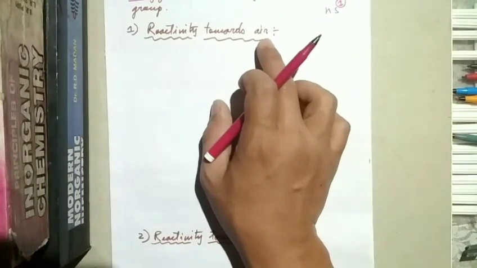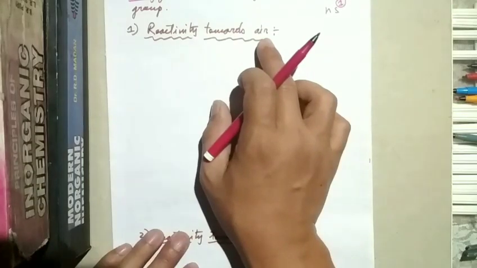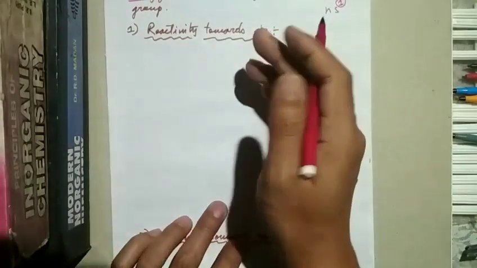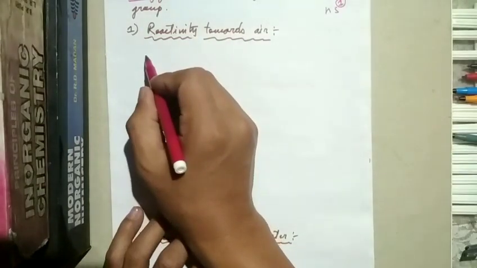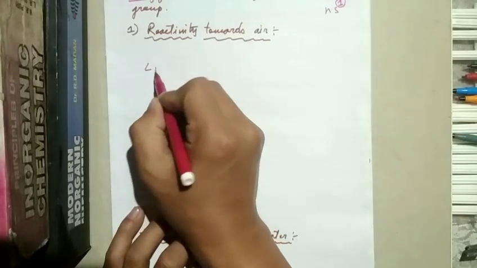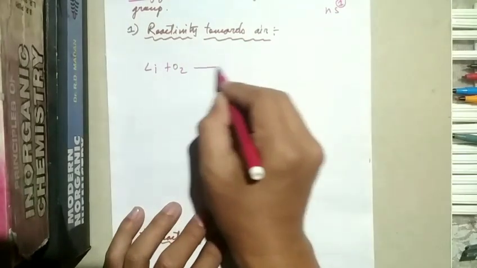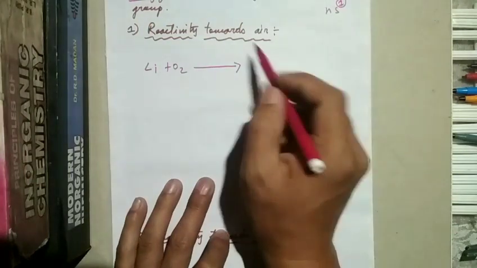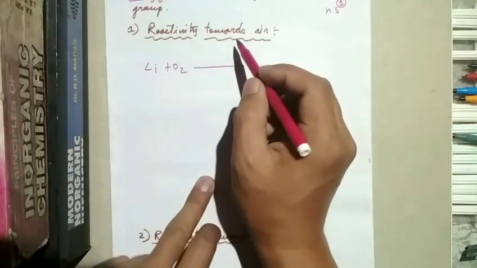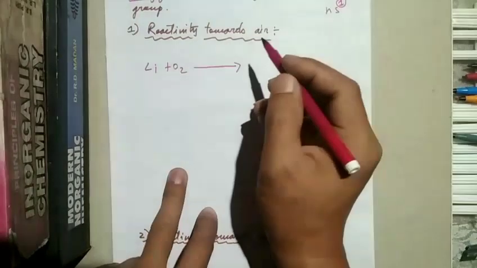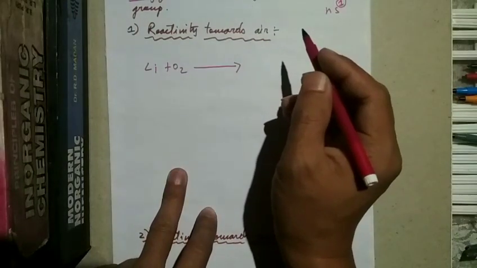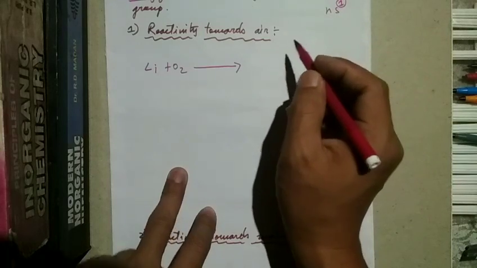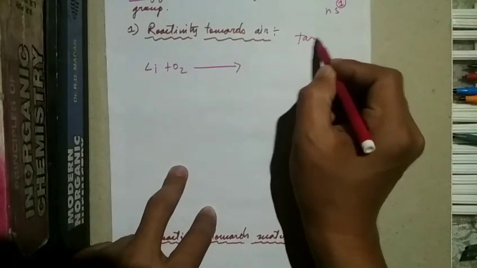We all know that in air, oxygen is present. So they react with oxygen. Some examples will be given here. These alkali metals react with oxygen and tarnish in dry air, because of their low ionization enthalpy, and form oxides.